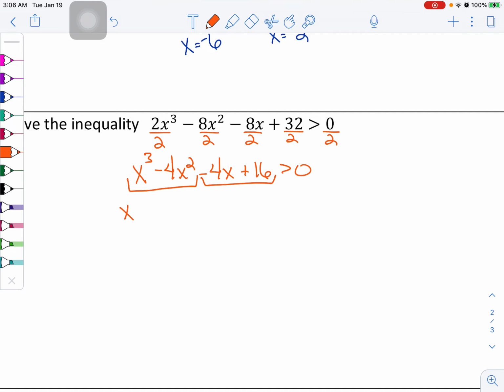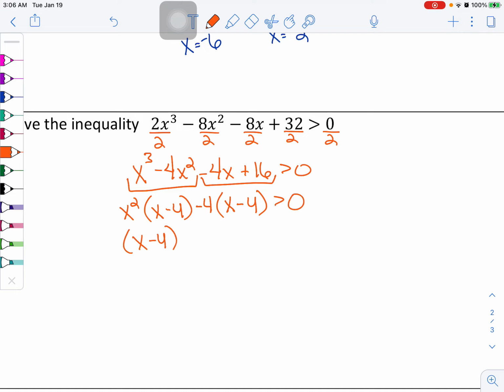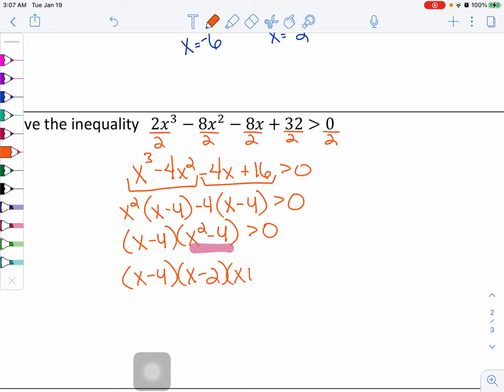These first two terms have an x squared in common, leaving behind x minus 4. Now the next two terms have a 4 in common, but because I want this to match this, I'm actually going to factor out a -4. So -4 is going to get me x minus 4 left over, greater than 0. So x minus 4 matches. That's this parenthesis set and this one are matched, so I'm going to factor those out. And then we've got x squared minus 4 left over, but this can be factored more, so I'm going to. That's the difference of perfect squares. So x minus 2, x plus 2 greater than 0.